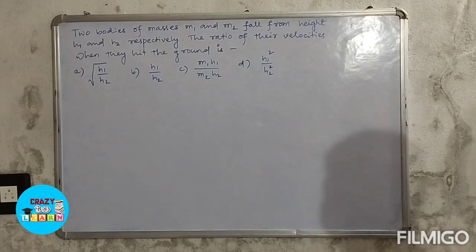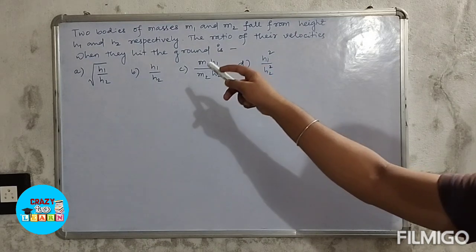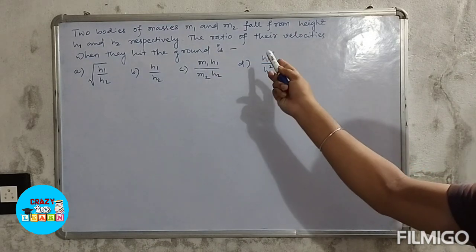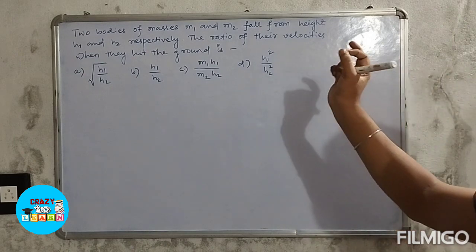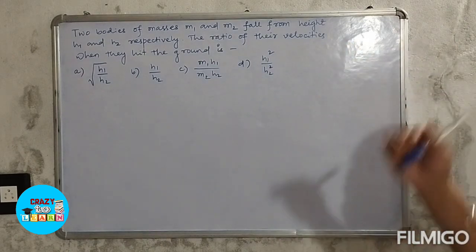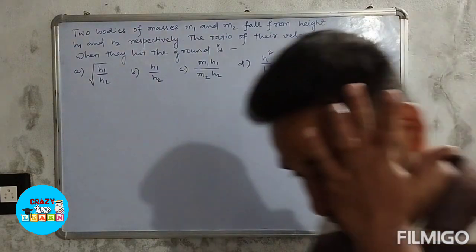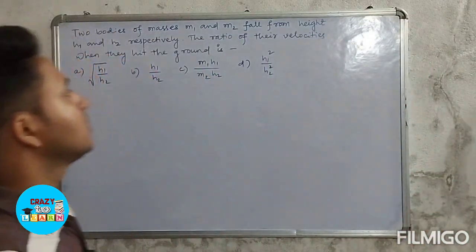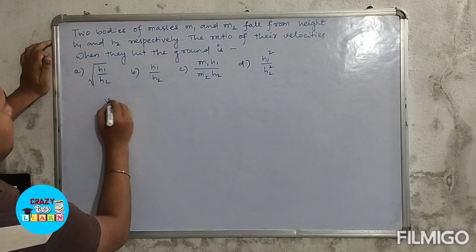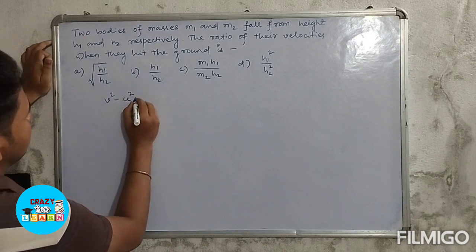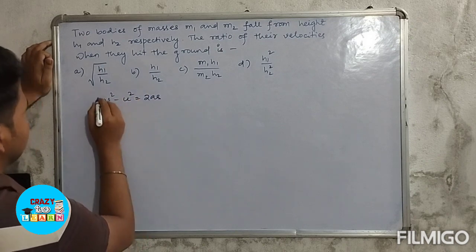Next question: two bodies of masses m1 and m2 fall from height h1 and h2 respectively. The ratio of their velocities when they hit the ground is? So to solve this question you have to know about the equation of motion. We know the equation of motion, v square minus u square is equal to 2as.